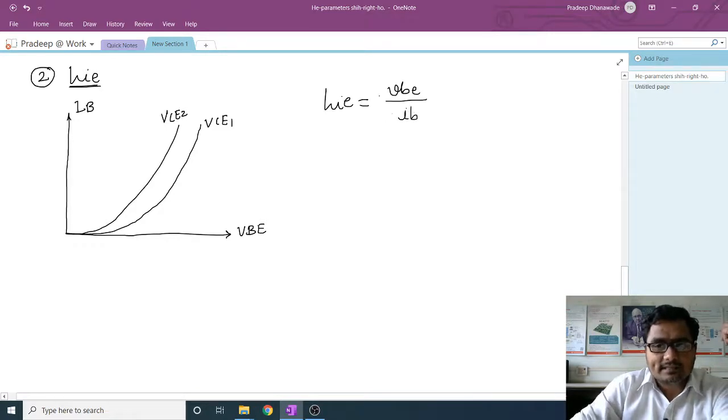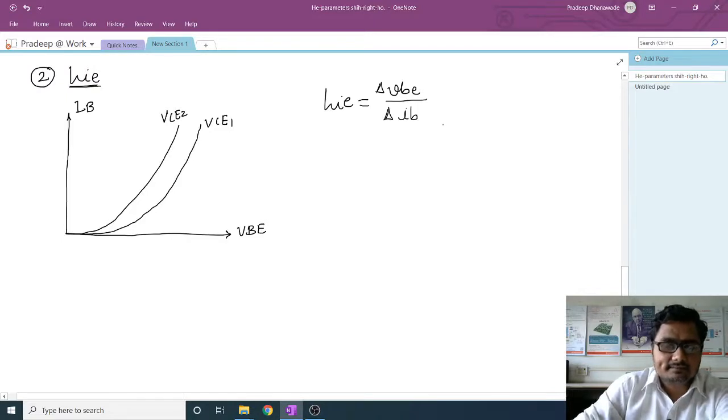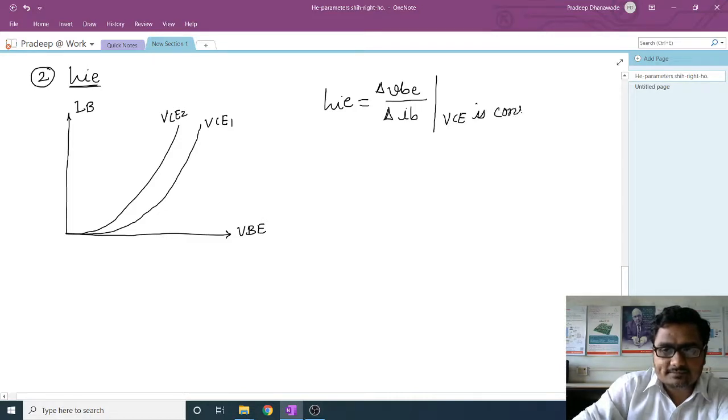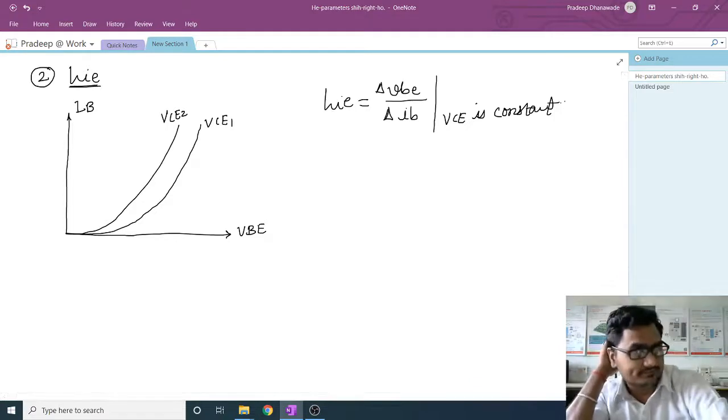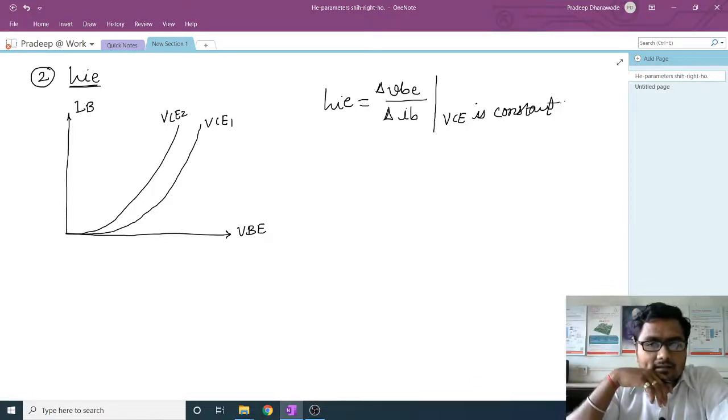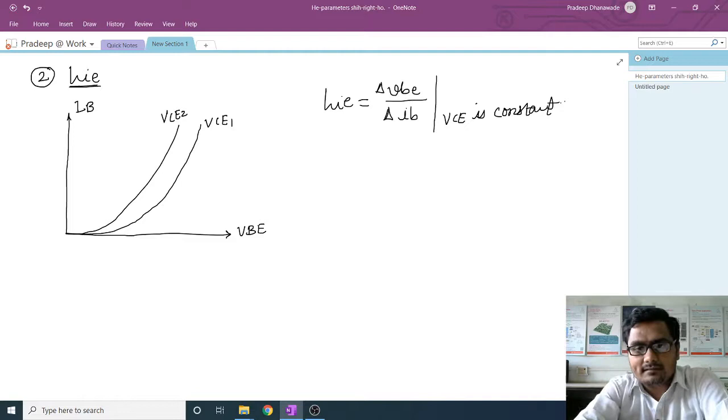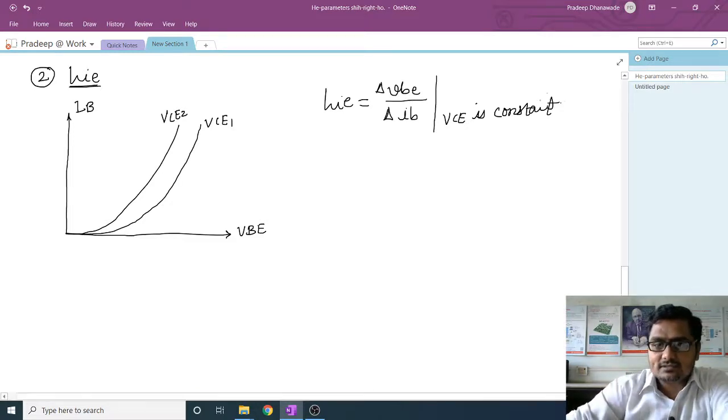If it is an impedance, it must be a voltage divided by current. Yes, it has to be. That is change in voltage divided by change in current when output voltage is constant. That is delta VBE divided by delta IB when VCE is constant. Now again here VCE is constant.